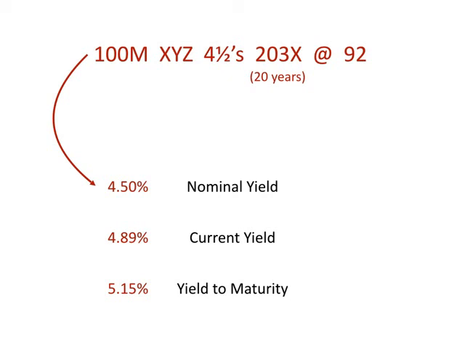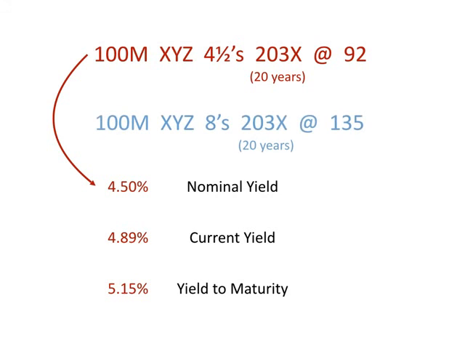Let's consider a generally similar bond, one from the same issuer with the same time to maturity, but one significant difference, a much higher coupon rate. Assume there is another XYZ bond issue outstanding that also matures in 20 years, but this other bond has an 8% coupon and is trading at 135% of its par value. What are the nominal yield, current yield, and yield to maturity for the XYZ 8s?